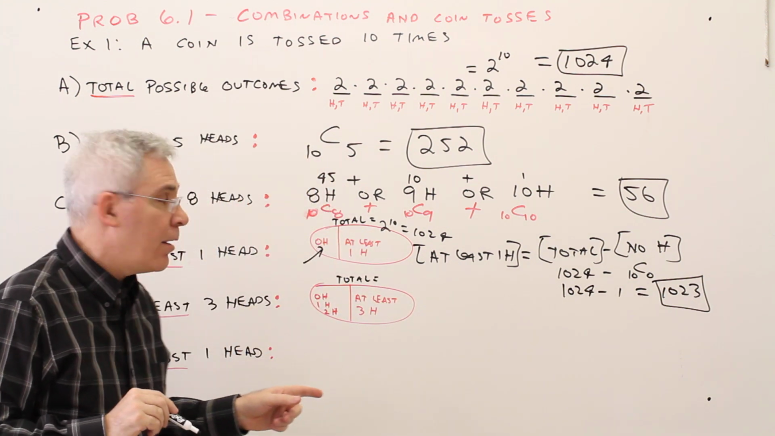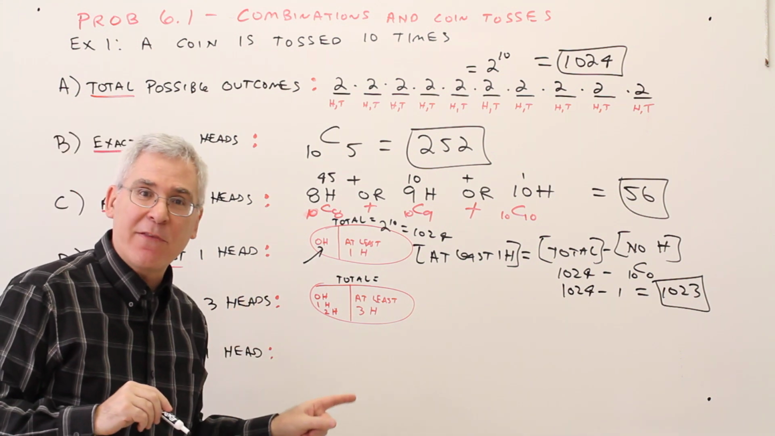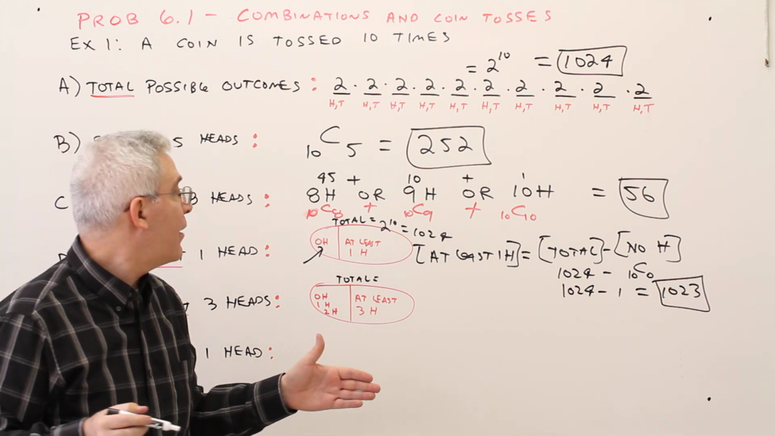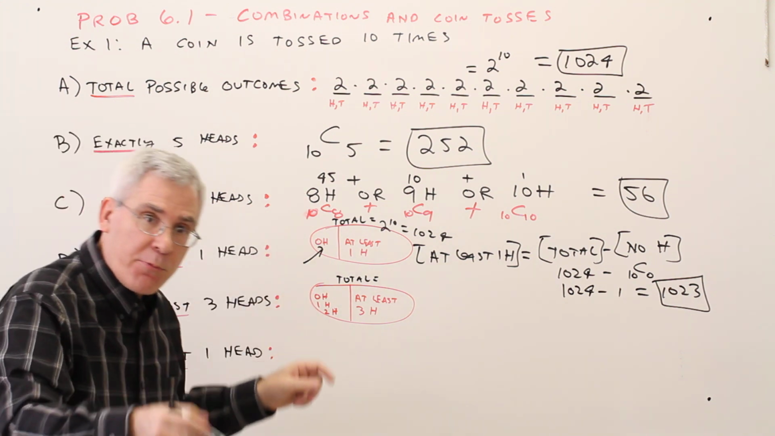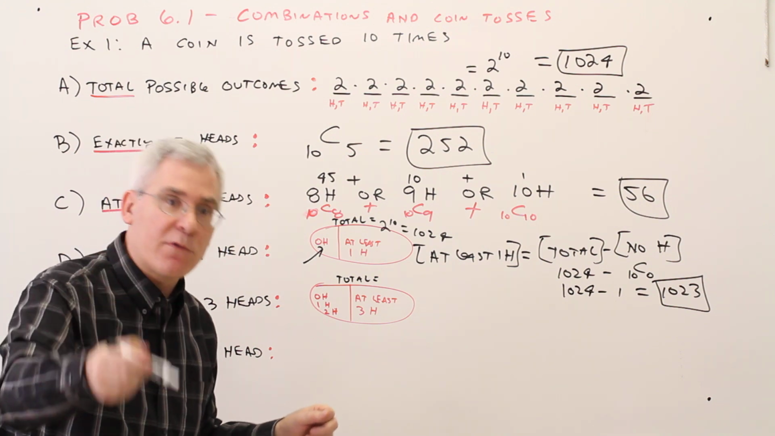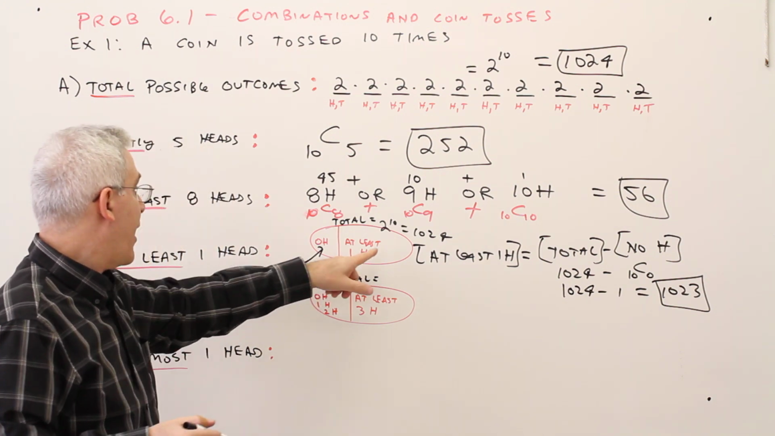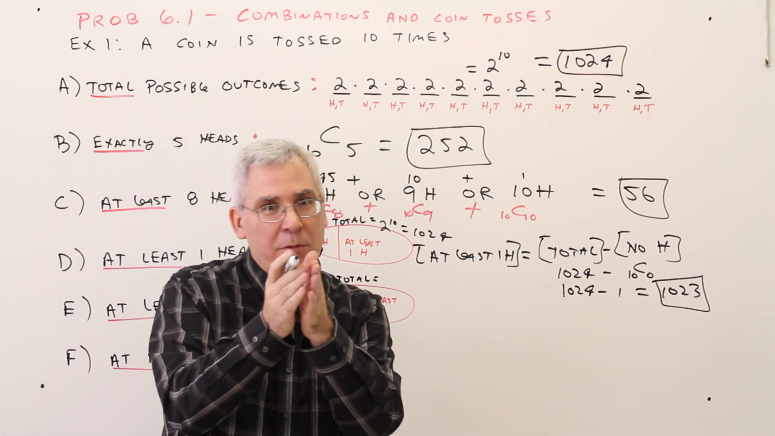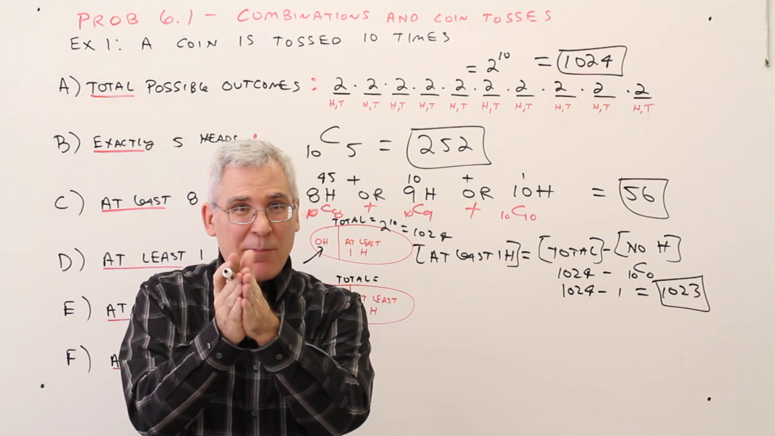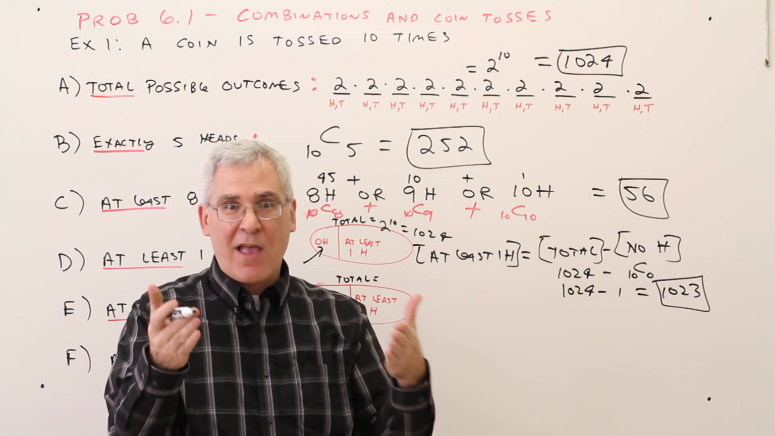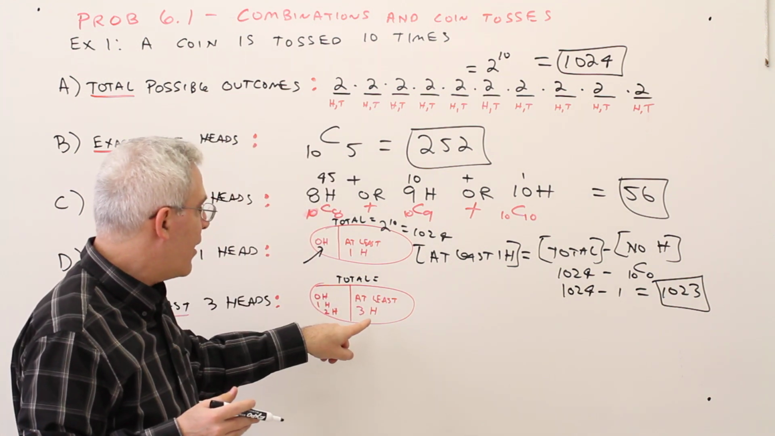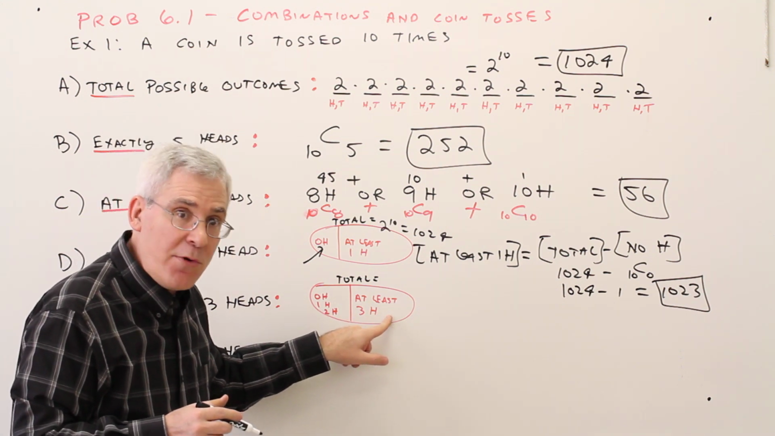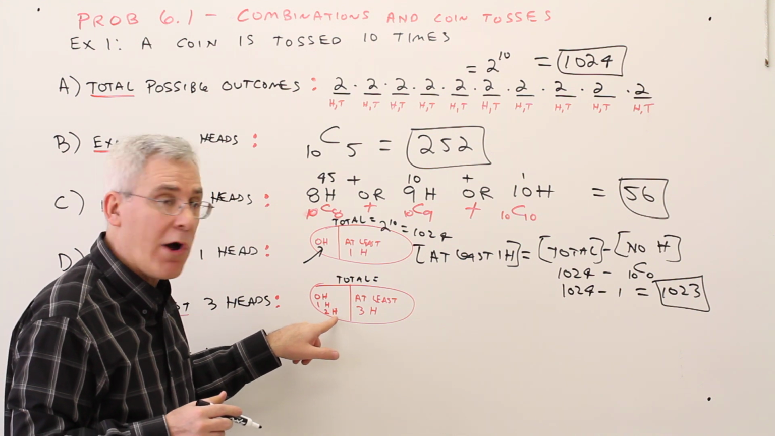Part E, kind of similar to this, except now we've got at least 3 heads. For at least 3 heads, I could add up like I did over here: 3 or 4 or 5 or 6 or 7 or 8 or 9 or 10. I could have done that over here with 1 or 2, but that list is a little bit longer. So depending on which side of the midpoint I'm on, like about 5 heads, I decide to use this technique or not. If I don't have at least 3 heads, I've got 0, 1, or 2.